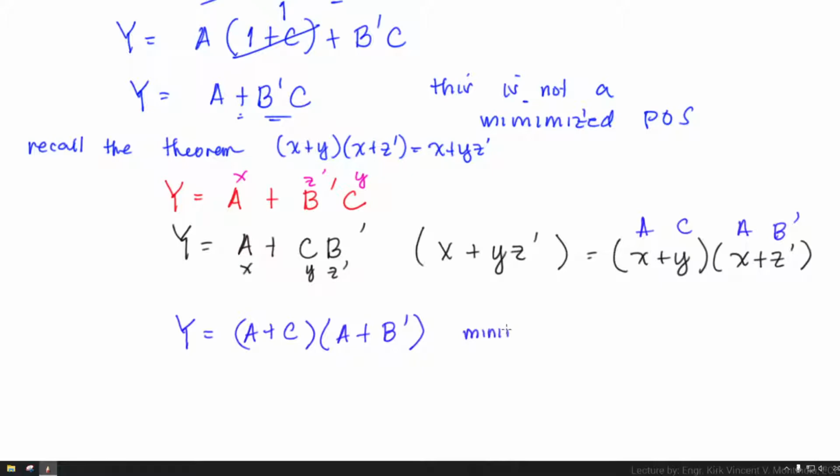Minimize form na naka POS. You can easily distinguish naman. It's because that is the product of sums. So meron kang product ng mga sums. That is sum of A and C and sum of A and B complement. Okay, so that is your answer for the minimized form in POS.